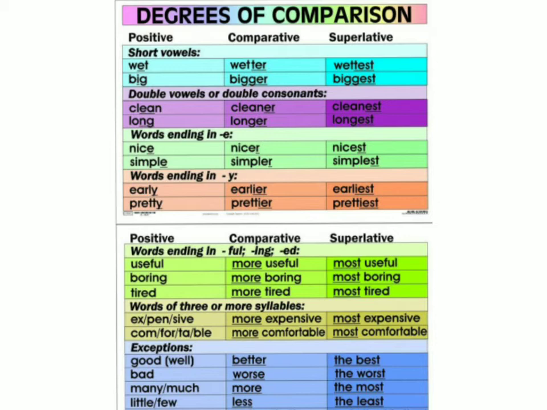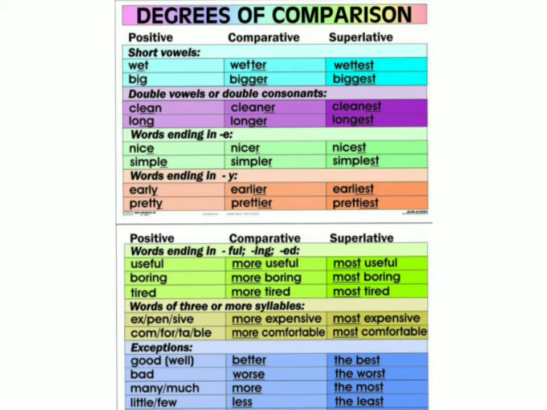The other condition is words ending in y. So if in positive degree the adjective ends with the letter y, we have to use ier in comparative degree and est in superlative degree, like early, earlier, and earliest.